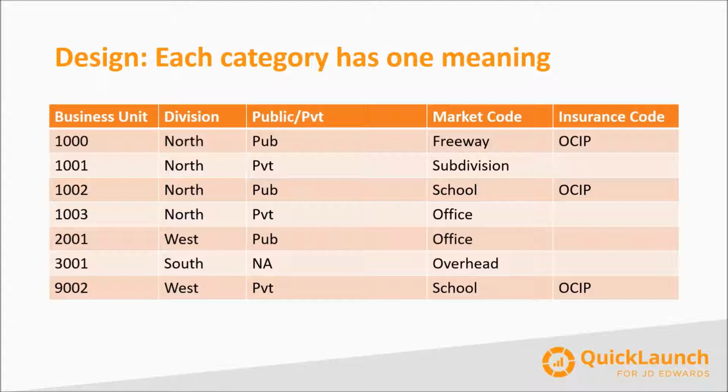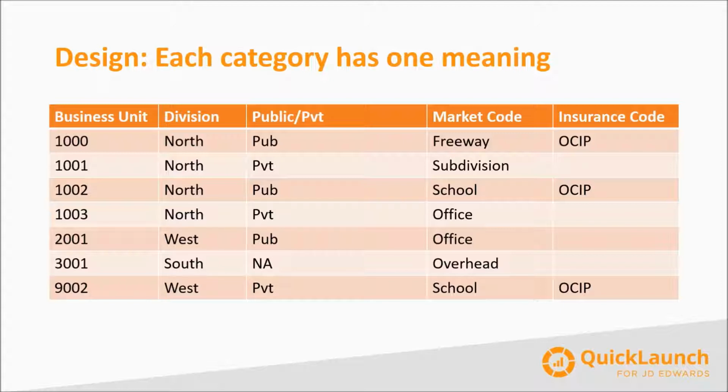Is there such a thing as a private freeway? Maybe there is, but if I just assign one meaning to each category code, there's nothing that stops me from getting potentially confusing or conflicting category codes. If you look at the OSIP code there, the insurance code, if that code is blank, does that mean it's not an OSIP, or does it mean that they just forgot to code it, right? OSIP being a particular type of owner-controlled insurance program.